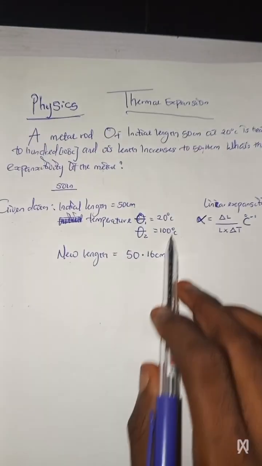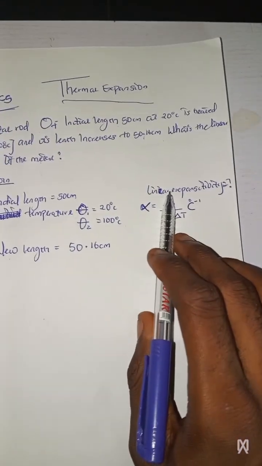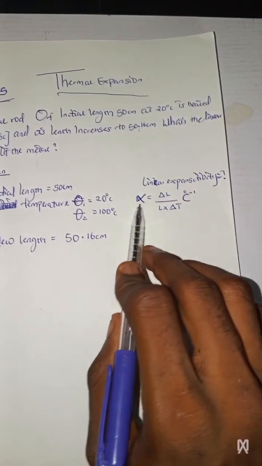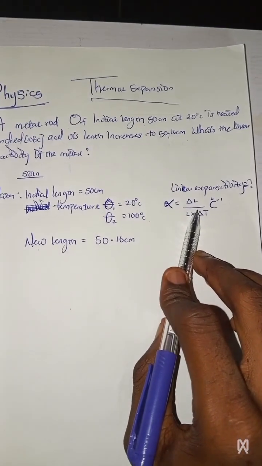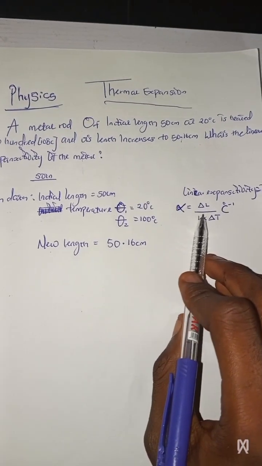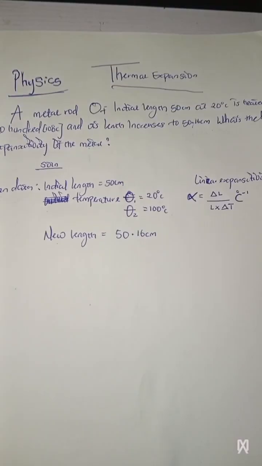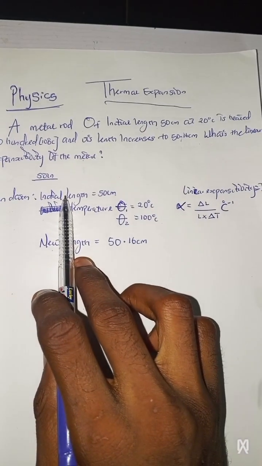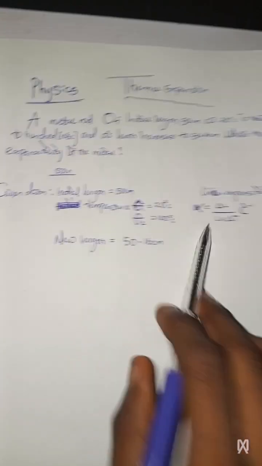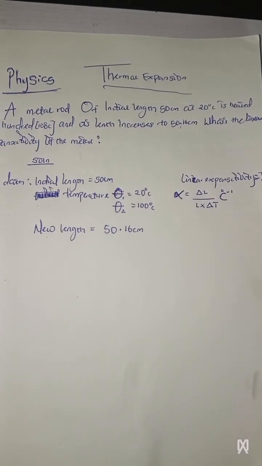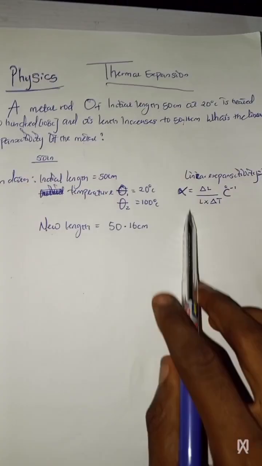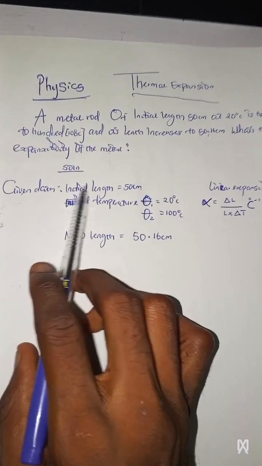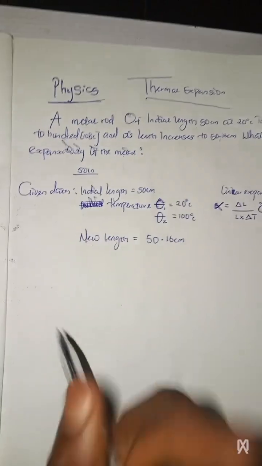Now they ask me what is the linear expansivity, and linear expansivity, this is the sign for linear expansivity, and this is the formula for linear expansivity, which is change in length all over length times change in temperature. And now in this question we're only given the initial length, which is L here, and we are not given the change in length, and we're also not given change in temperature. So now to look for the change in length, the change in length will be initial length minus new length.